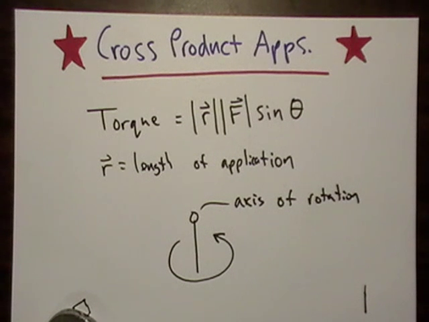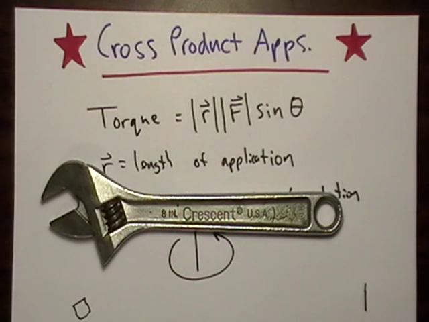Torque is basically, if you apply torque to something, you're going to cause it to rotate around a central axis, okay? So if you apply torque to a gear, a wheel, an 8-inch American-made crescent wrench.